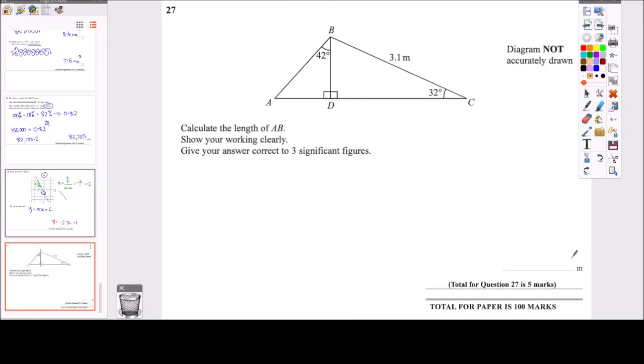Question 27. Now, we're being asked to work out the length of AB, which is obviously this length here. And to do that, we're going to be using this triangle over here. But at the moment, we only know an angle. We don't know any of the sides. So I'm going to start off by working out the length of BD here, using the green triangle. Then that length is the right-hand side of the red triangle. So step 1, I'm going to have to work out the length of BD.